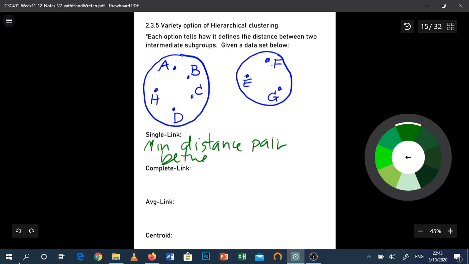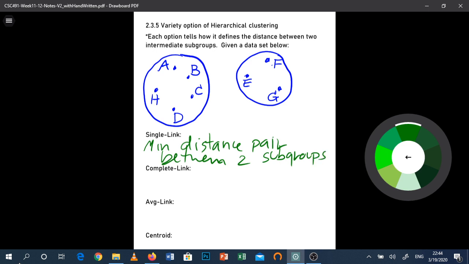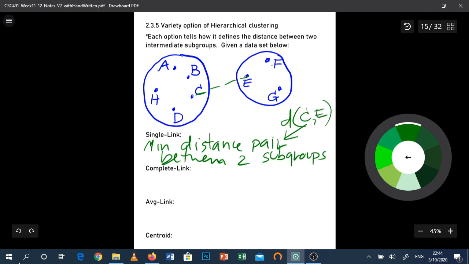between two subgroups. So you can see that in this case, the minimum distance pair is here. So in this case, single link will use the distance of CE to be representative of single link.